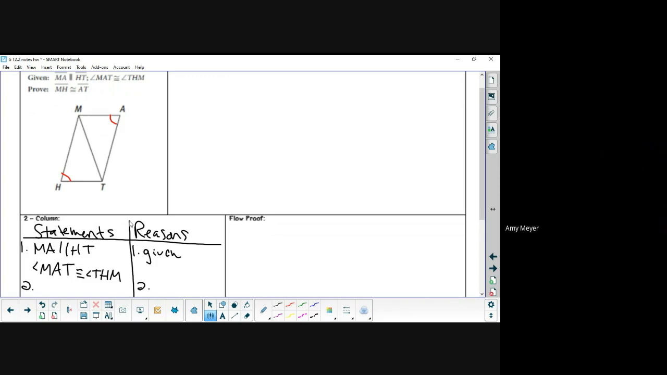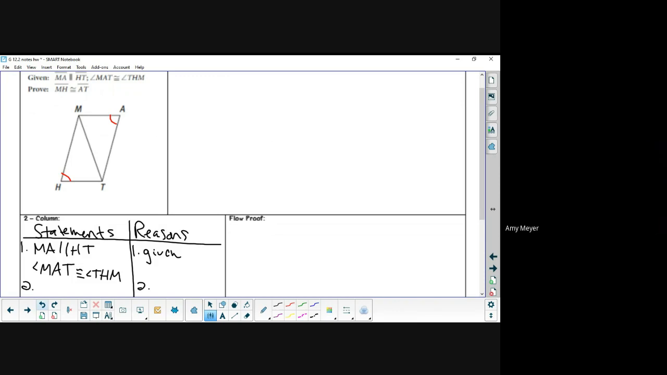And we better refer back to this first given because we weren't able to mark anything there because it's not a side or angle yet. MA is parallel to HT. Does that mean MA is the same length as HT? No, not what that means. Let me show you again. These segments that I'm holding are parallel. They're never touching. Does that mean they're the same distance? No, parallel just means they're not touching.